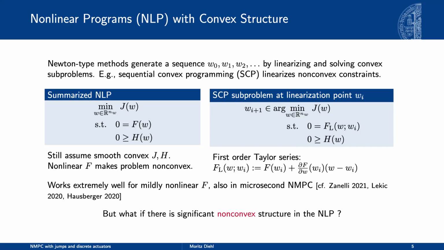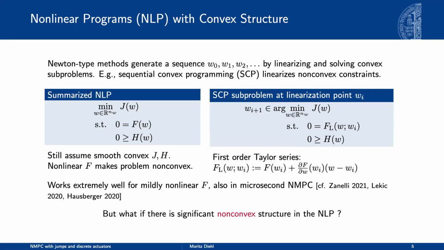This works extremely well for mildly nonlinear systems, also in microsecond NMPC, and I cite here some papers I will put on the webpage. And now the question of this talk is, what would happen if we do have a significant non-convex structure in this problem? I mean, apart from this linearization of the nonlinearity of F, which I assume to be mild, let's say, right? So I can differentiate and then I still have a good approximation. But if it's significant, I would like to know it explicitly. And that's what we want to try to do now.